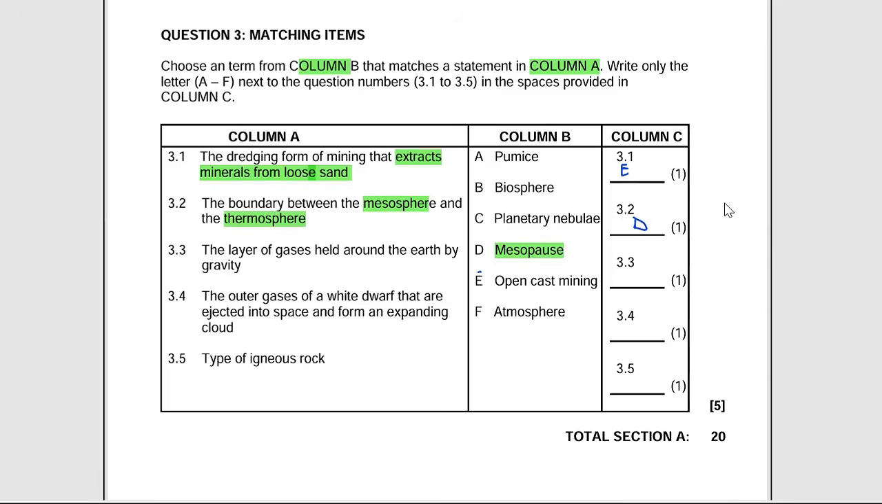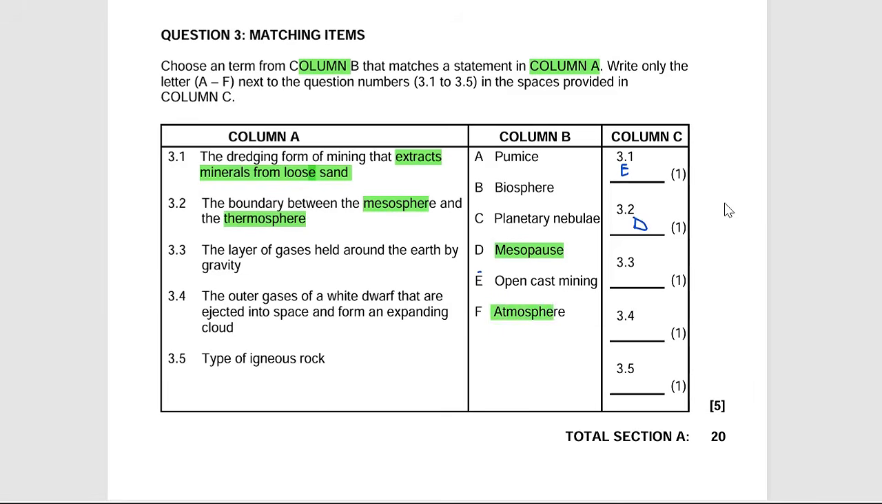Then we proceed to question 3.3, which says the layer of gases held around the earth by gravity. So what we're going to have there is what is referred to as an atmosphere, right? It's going to be referred to as an atmosphere. And then this means our option is going to be option F there for question 3.3, right?